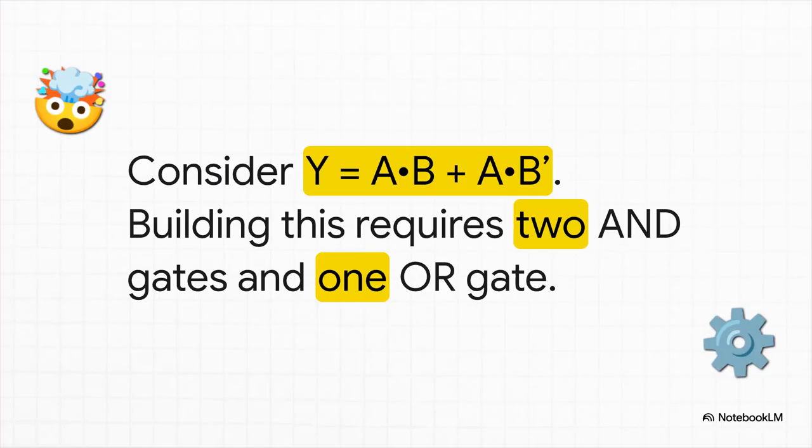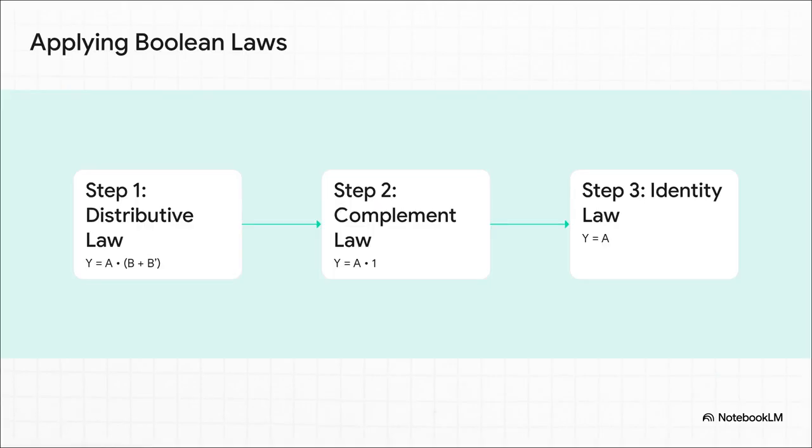Okay, take a look at this expression. To build a circuit for this directly, you'd need an AND gate for the first part, another AND gate for the second part, and then an OR gate to combine the results. That's 3 separate components. But what if there's a better way? Using the laws of Boolean algebra, we can simplify this thing down.